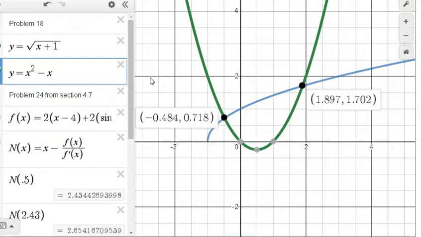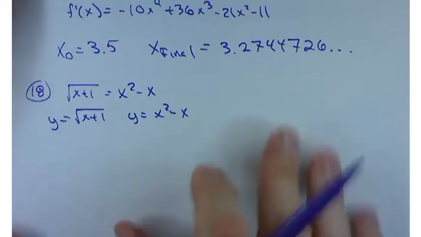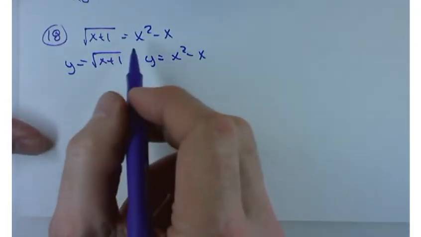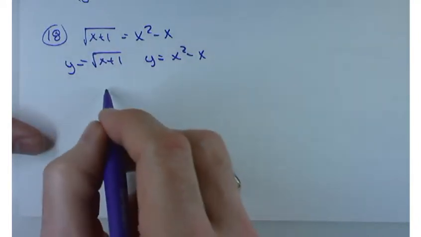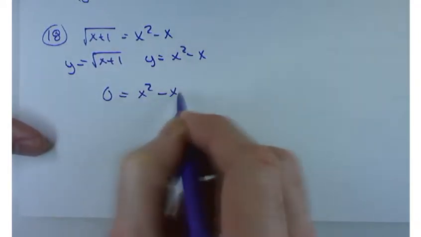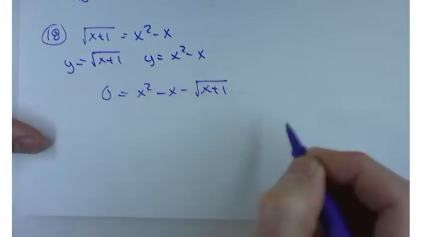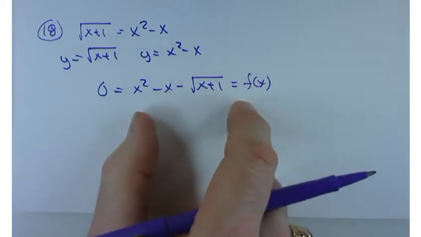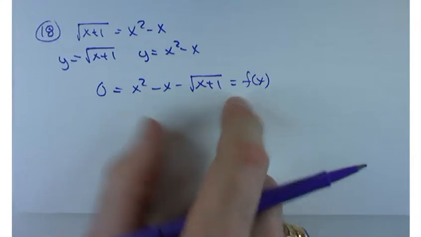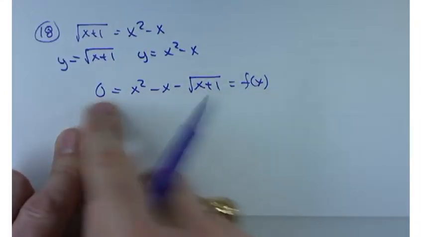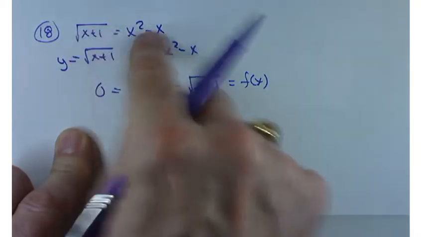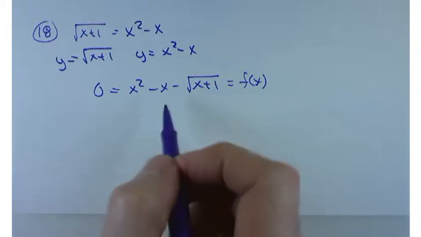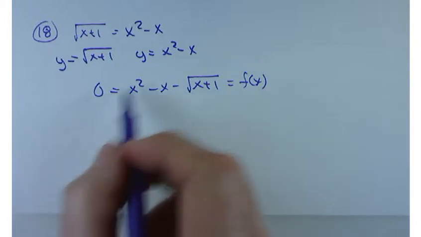So let's take a look back at our function, or our problem. I'm going to do the following trick. I'll move this to the right-hand side and get 0 equals x squared minus x minus the square root of x plus 1. And I'm going to call this f of x. That's my function. And you see the little trick here? Where f of x equals 0, then move that to the other side, these two things have to equal. So I've created a function whose roots, that is its x-intercepts, are where these two things are equal.